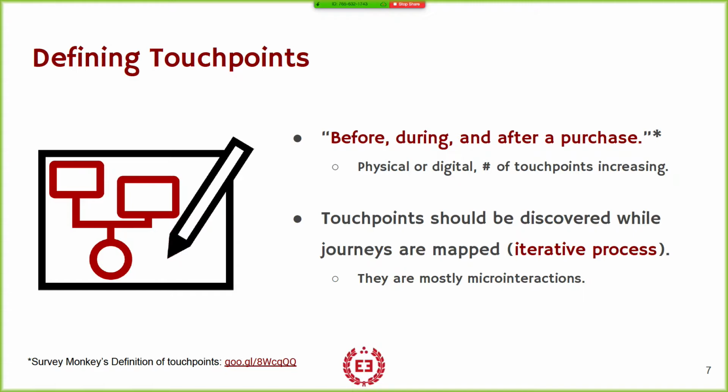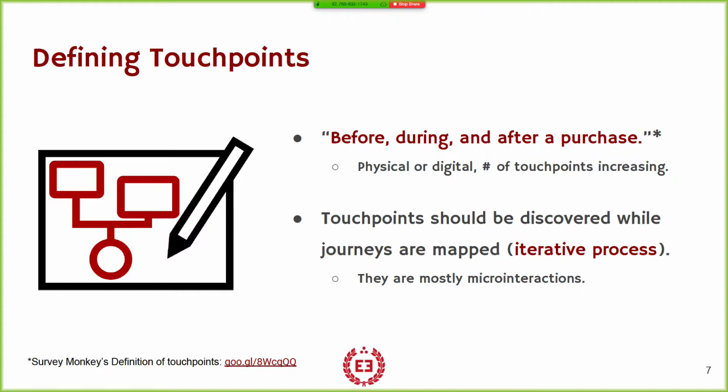Now, you should discover these touch points at the same time you're mapping the journey. I think one of the failures in most CX advice about this is that you do some sort of inventory of touch points before and then you build the map. You should be doing both at the same time. You can't figure out where stuff fits in if you're not starting to put it in place.